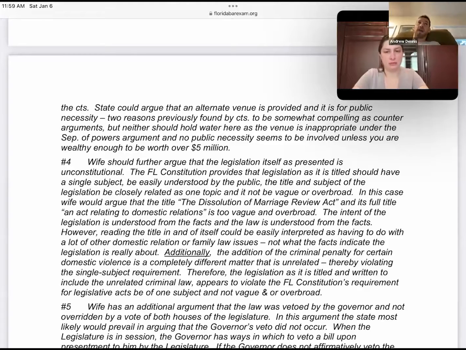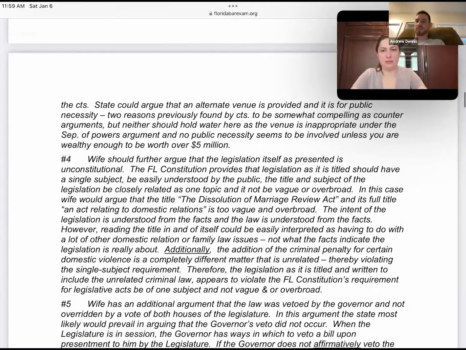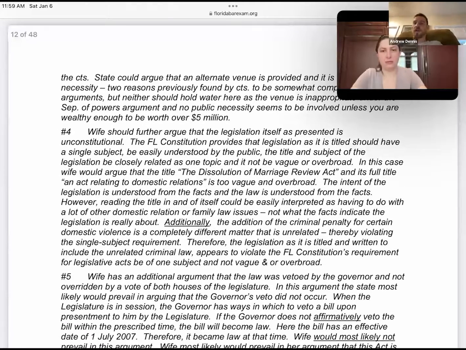I am kind of proud of myself that I nailed that single subject, because it wasn't super clear, but it did seem to be like, yo, this was supposed to be about marriage. Now you're making it about domestic abuse. Next thing you know, you're going to be putting the Dolphins season ticket holders on this. It seems to be about multiple subjects. Vagueness, overbreadth, all that comes in. We don't like the title.